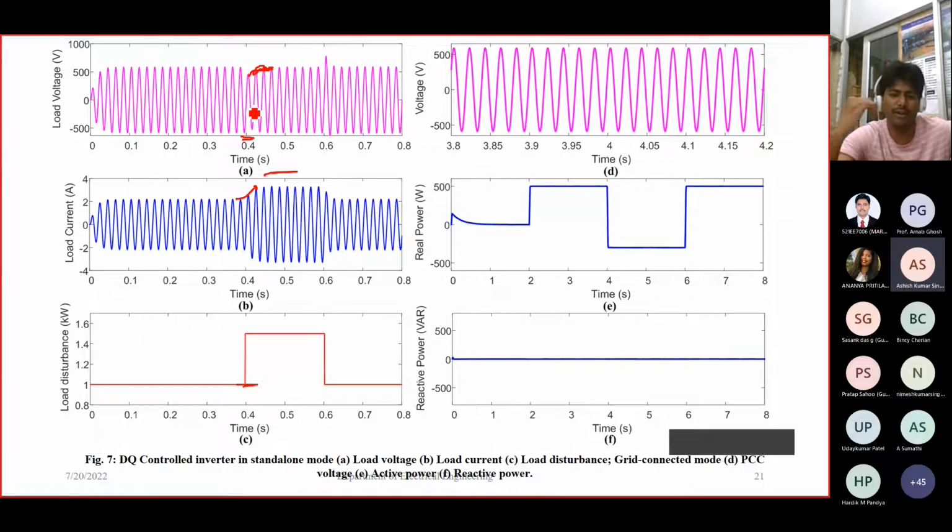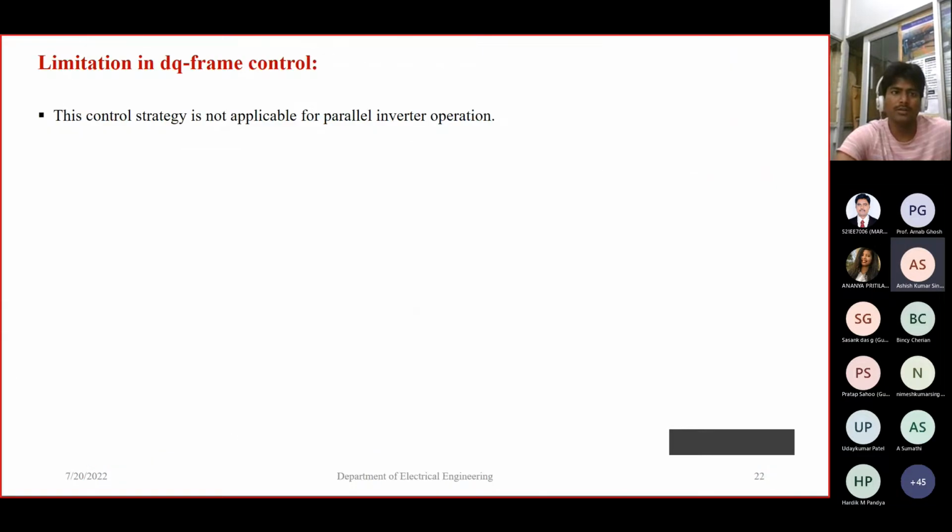In grid connect, our topic is mainly focusing on the single inverter first in islanding mode. Then again we are adding another inverter to the same system, and how they behave, how they will share the powers among them. That is the main target of this tutorial. So the limitation in DQ frame control: this control strategy is not applicable for parallel inverter operation.